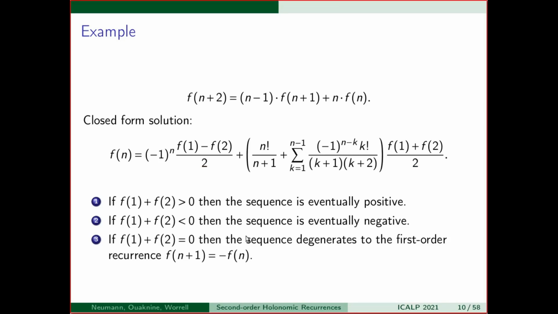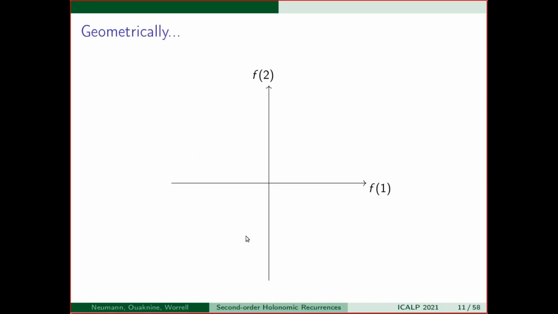If f of 1 is equal to 0, then our sequence is equal to 0. If f of 1 is positive, the sequence will alternate in the pattern plus minus plus minus plus minus. If f of 1 is negative, it will alternate in the pattern minus plus minus plus minus plus. So if we think of the possible initial values as points on the Euclidean plane, then we get a line that divides the plane into two open half spaces.